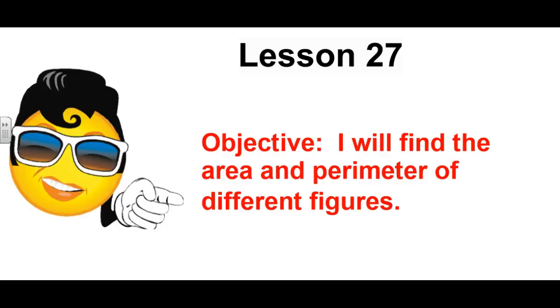Your objective for lesson 27 is: I will find the area and perimeter of different figures. For this lesson, I printed out the homework page for you to do as the problem set, because I didn't like the problem set as much as the homework page. It's going to say lesson 27 homework, but that's what we're going to use for the problem set. That's all we're going to do for this lesson: work through the front and back page of the homework, and then it'll be ready for you to do the exit ticket.